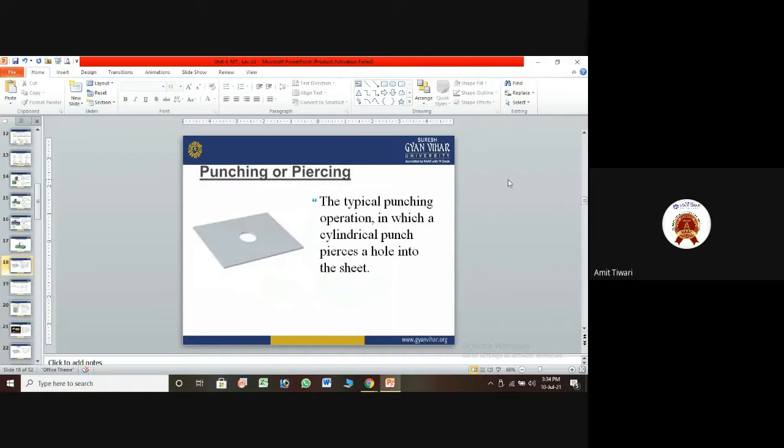There are different types of punching operations. These are the punching or piercing operations. In the typical punching operation, a cylindrical punch pierces a hole into the sheet. So if you want to make this type of product, you will require the punching operation.